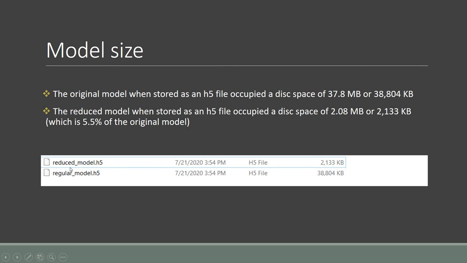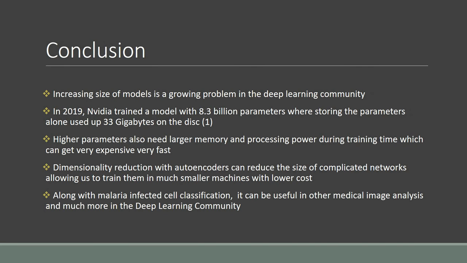We then saved the model on the disk. The original model, when stored as an H5 file, occupied a disk space of 37.8 megabytes, whereas the reduced model, when stored as an H5 file, occupied a disk space of just 2.08 MB, which is less than 6% of the original model, which makes sense considering a model is mostly just a collection of its parameters.